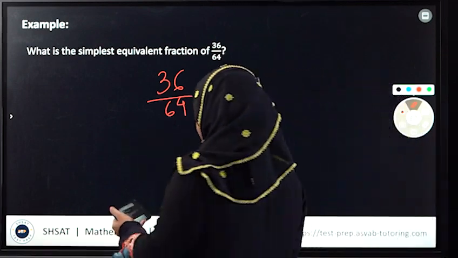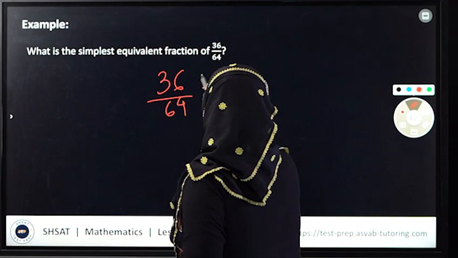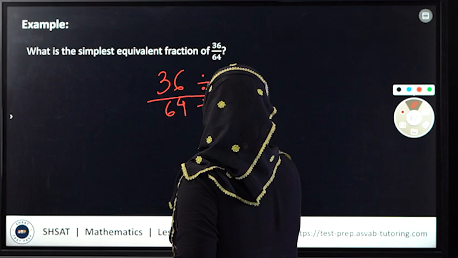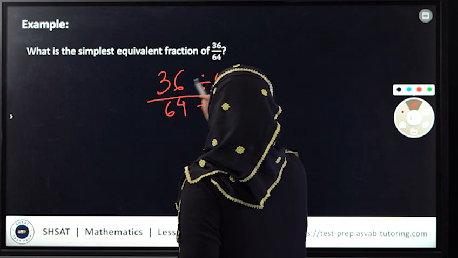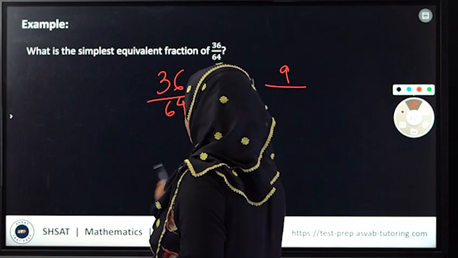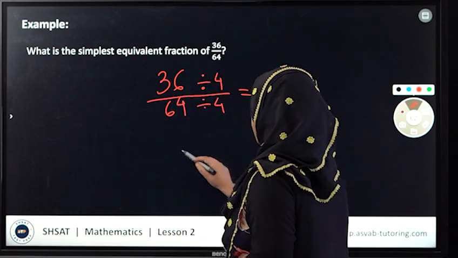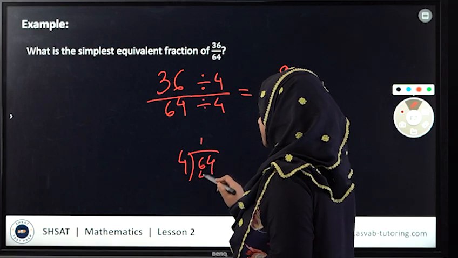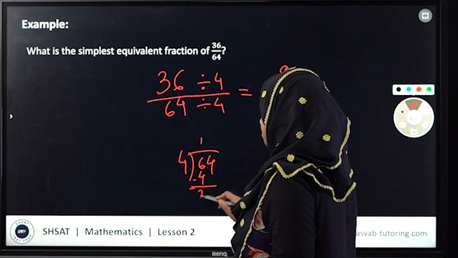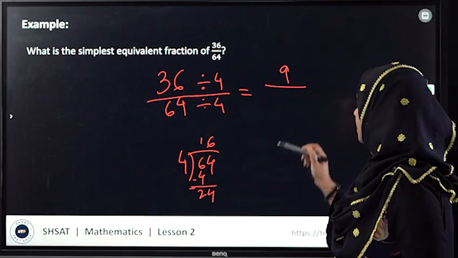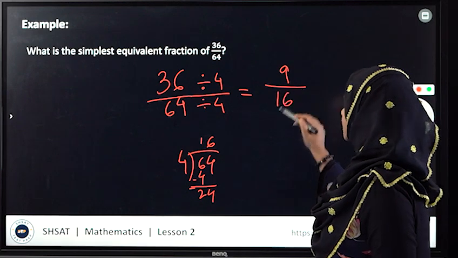If you remember the basic times table, if we divide 36 by 4, that gives us 9, because 9 times 4 is 36. How about 64 over 4? You can do a simple calculation right here. 4 times 1 is 4, which leaves 2 and 4, so that gives me 6, so 4 times 6 is 24, right? So that makes it 16. So it's 9 over 16.